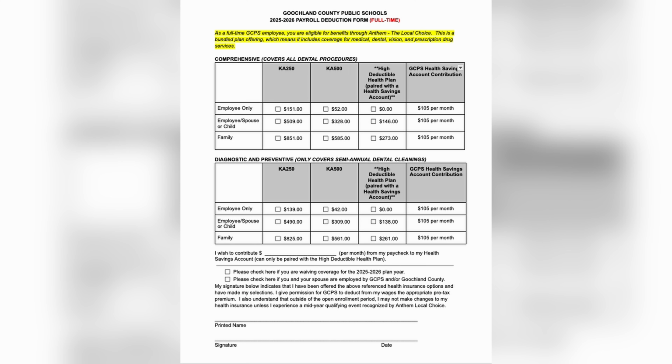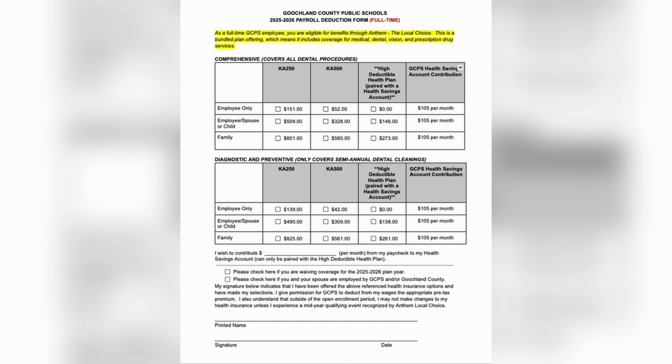Completing payroll deduction form. Depending on your employment status, you will either fill out a full-time or part-time payroll deduction form. For this example, we'll use a full-time payroll deduction form. If you are enrolling or making changes to your existing health benefits, such as changing health plans, adding or removing dependents, which would impact your health premium deduction, you will need to complete a payroll deduction form.